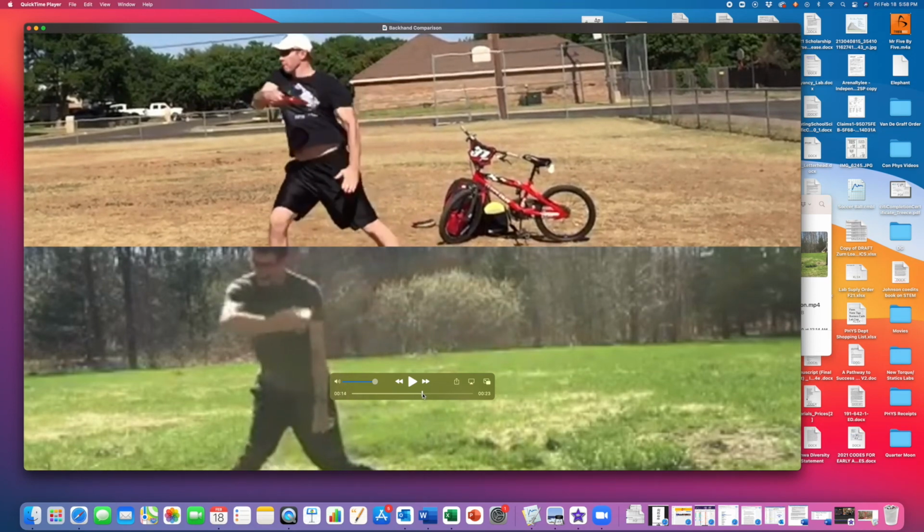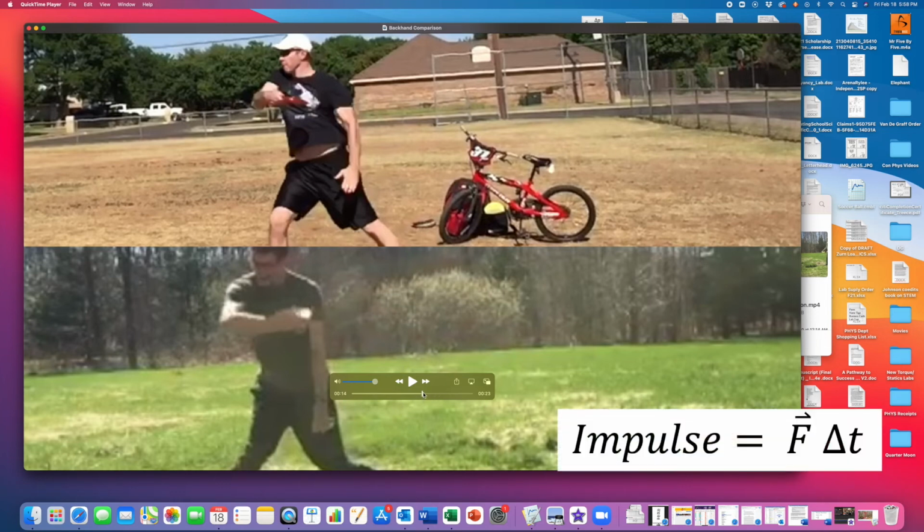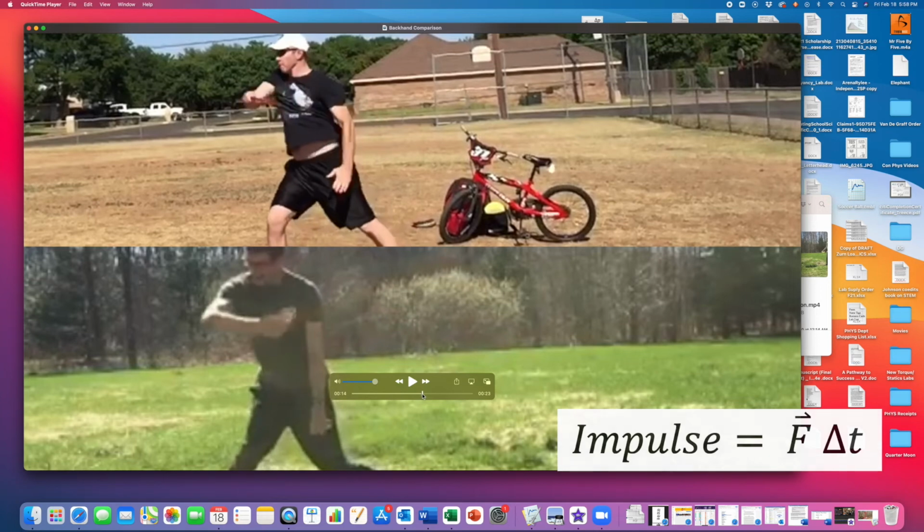So this is fairly consistent, except I'm a little bit out in front. So I am taking less time during my throwing motion, which means he's applying his force, which is probably more than what I'm applying, for a longer period, which means he's getting a much bigger change in momentum. If he gets more force and more time in contact, both of those lead to a larger change in momentum.